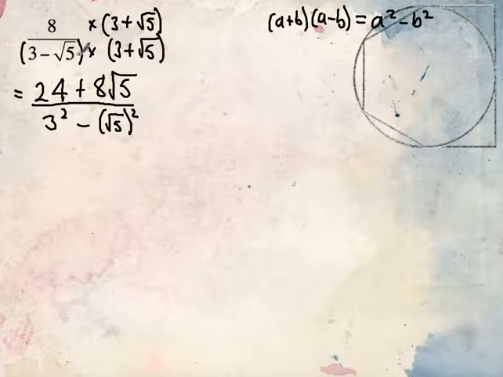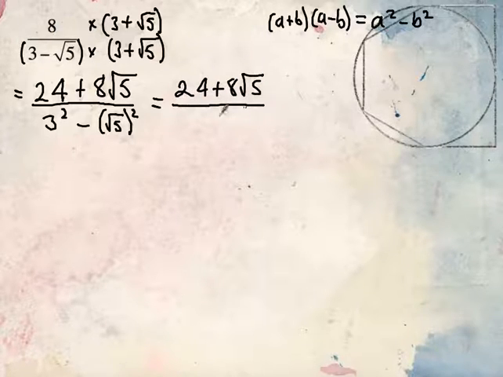Quite often a common mistake here is to square the root 5 and write 25. We must not do that. So I get 24 plus 8 root 5 over 9, that's 3 squared, and then root 5 squared gives us 5.